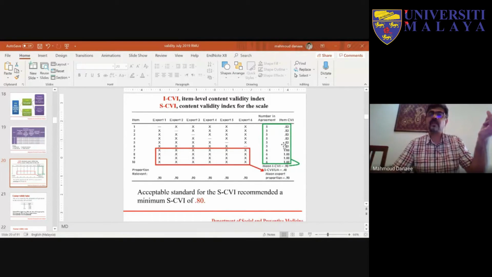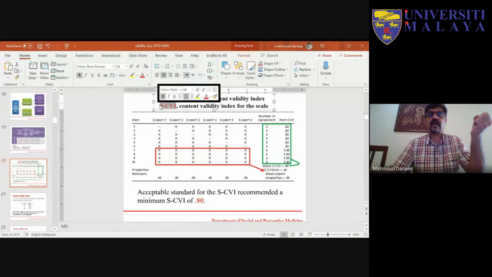And then you can see how we can calculate the average of the ICVI for each item as a measure of the scale content validity index. So we have another kind of scale item validity index, or universal agreement. The universal agreement, UA, is another measure beside SCVI, which is the average arithmetic mean of all ICVI.